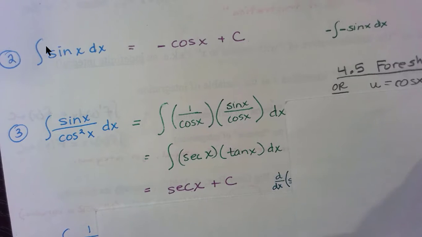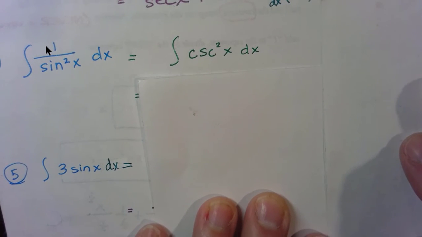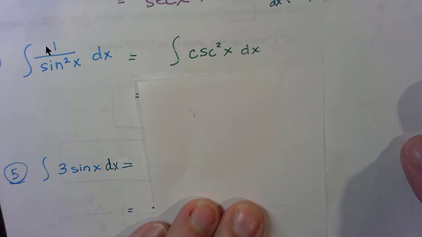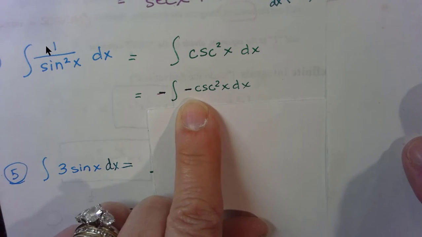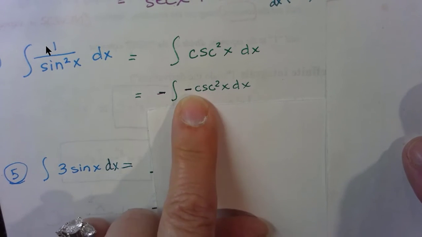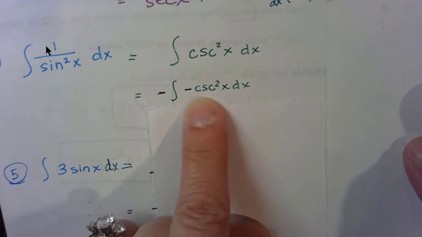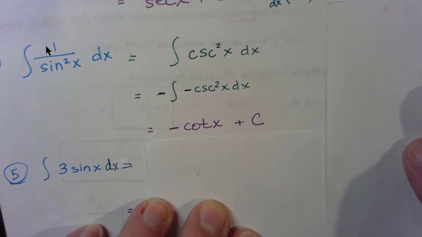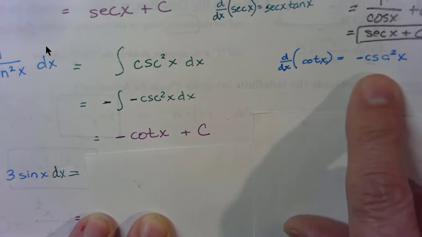Look at that. 1 over sine squared x. That is cosecant squared. What function has a derivative of cosecant squared? Well, nothing has a derivative of cosecant squared but negative cosecant squared. So I could multiply by a negative inside and out. That's just -1. Now, negative cosecant squared is a derivative. It is a derivative of cotangent. Again, all of these plus c. Let's not forget your derivative rules.